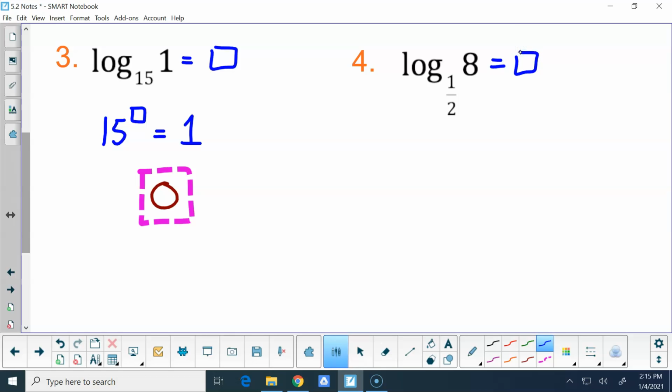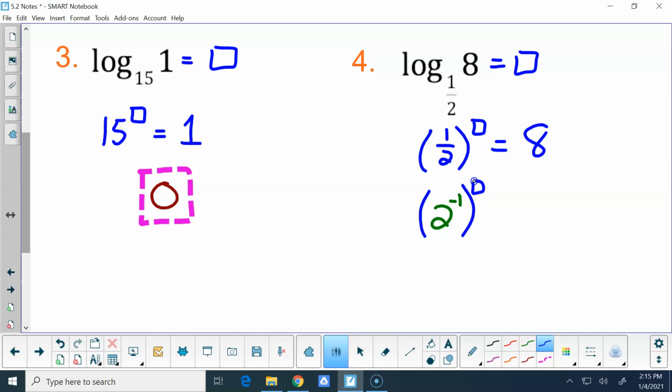So if it jumped around a little bit, it's just me. Okay? So if I set it equal to my box, then I've got 1/2 to the box equals 8. 1/2 is 2 to the negative 1 power. Exponent rules coming back to haunt us. And 8 is 2 to the 3rd power. We learned that back in example number 1.